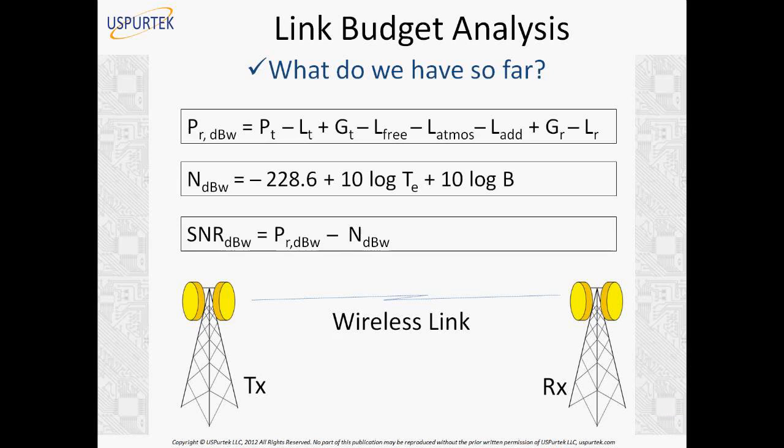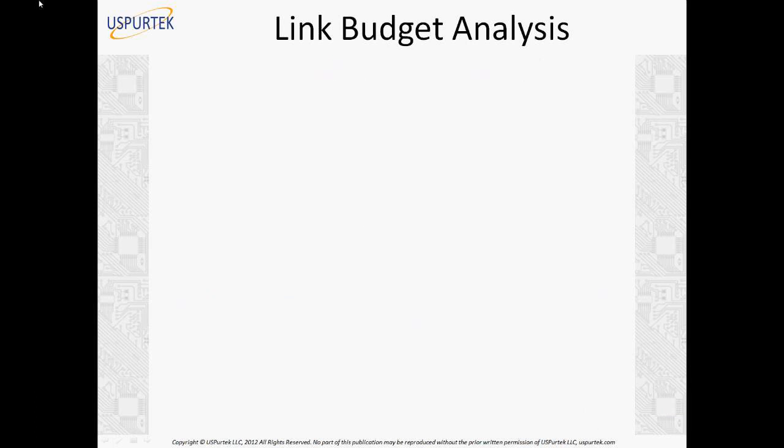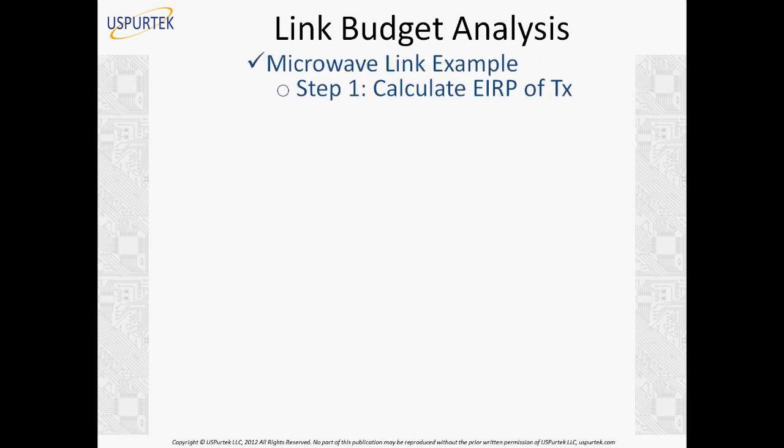What do we have so far? We arrive at a signal to noise ratio in dB, which is just the difference in dB of PR and N, the received power level and the noise power at the receiver. And that's it. That completes our calculations. Now let's go through an actual example.